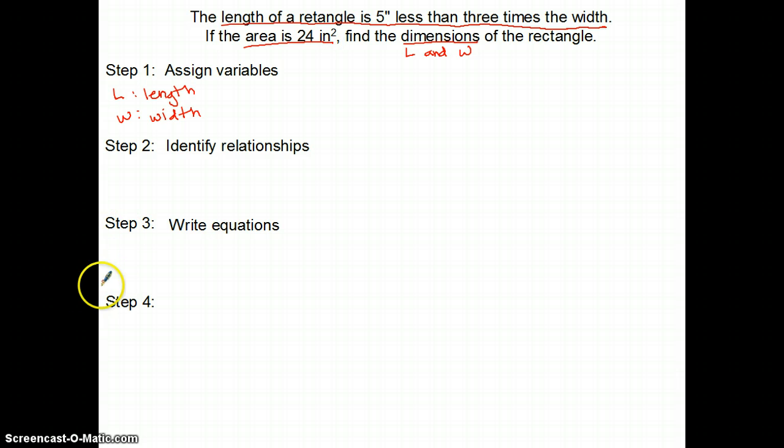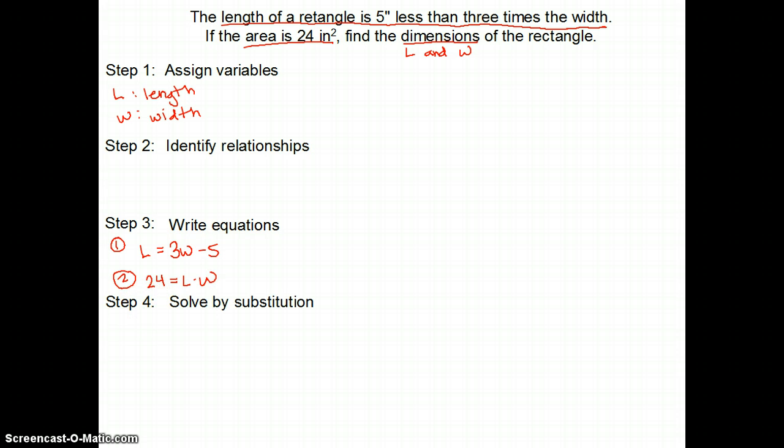So step 3, we write our equations. Length of a rectangle is 5 less than, so we're going to take something and subtract 5. It's 5 less than 3 times the width, so we are subtracting 5 from 3 times the width. That is the equation we write from our first relationship. Relationship number 2, the area is 24 square inches. So I have 24 square inches being your area, which is length times width.